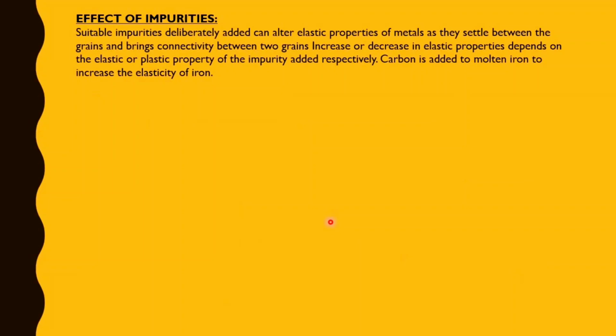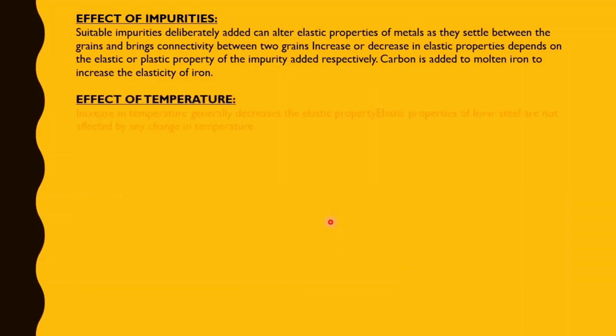Okay. Now the next is the effect of impurities. Suitable impurities deliberately added can alter elastic properties. When we add some impurities, some elastic property gets altered as they settle between the grains and bring connectivity between two grains. So it will either increase or decrease the elastic properties, depending on the elastic or plastic property of the impurity being added. Think of carbon added to molten iron: there will be an increase in the elasticity of iron.